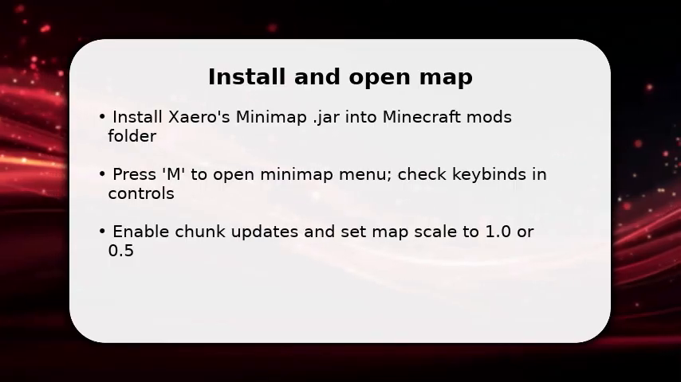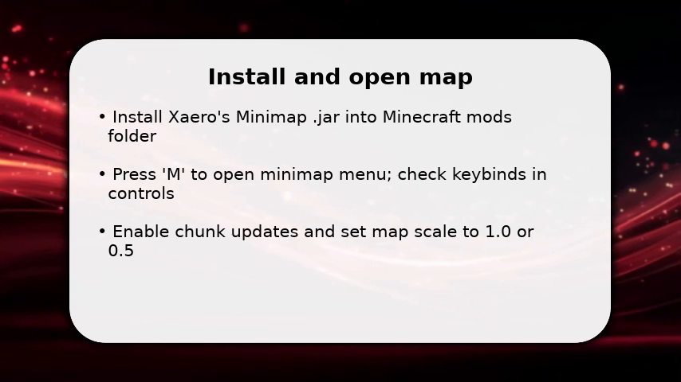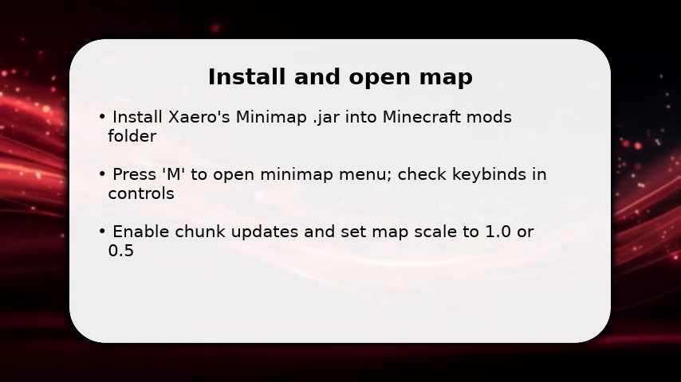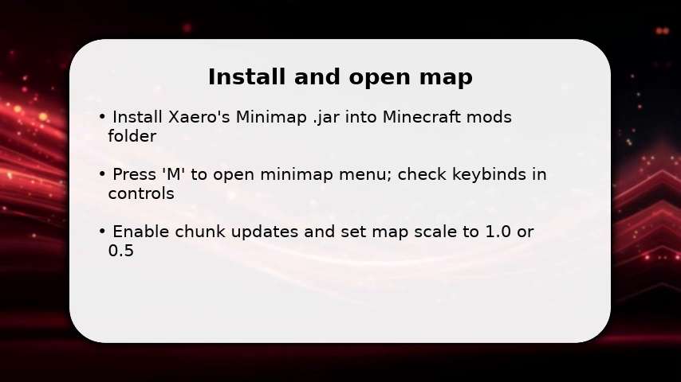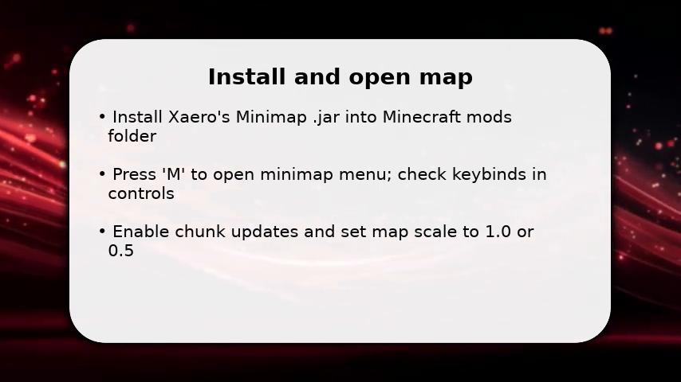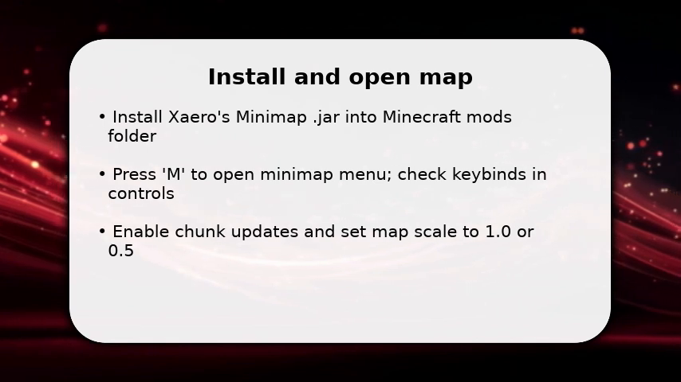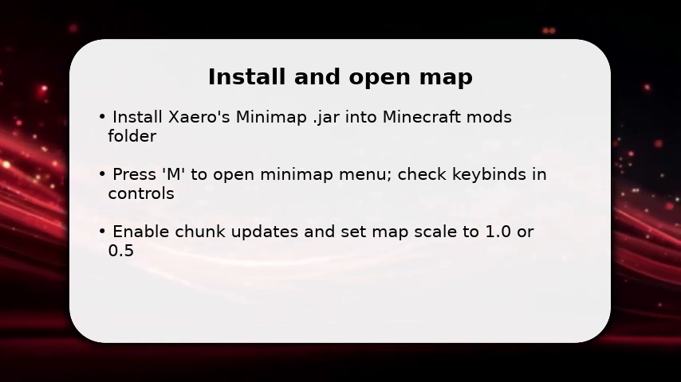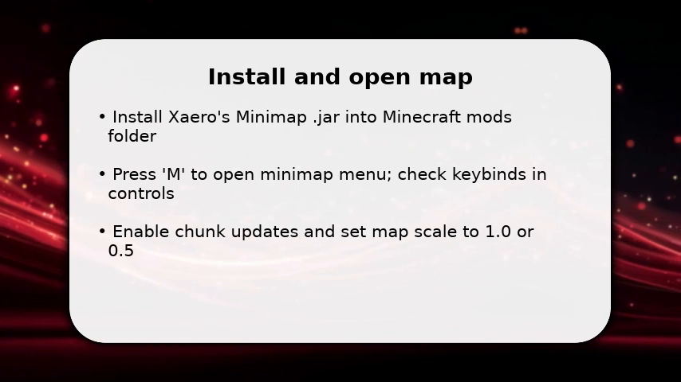You start by installing Xaero's Minimap and launching Minecraft. Open the Minimap menu with M so you can configure it now. Once done, make sure keybinds don't conflict. Change the key if needed. You should enable chunk updates and choose a scale, 1.0 gives balance, 0.5 shows more area.